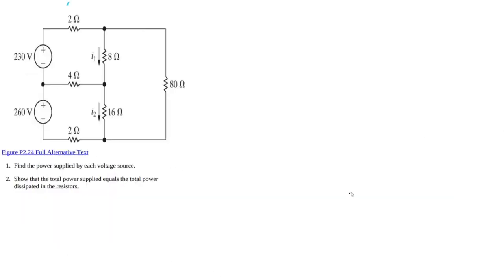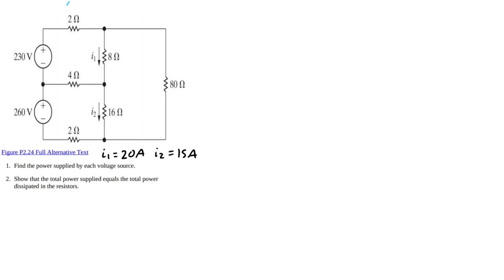Okay, so for 2.24, I accidentally cut off a little bit of the problem, but if you have the textbook, you'll be able to see it. I1 is given as 20 amps, and I2 is given as 15 amps. And our task is to find the power supplied by each voltage source, and then we're going to find out if the power supplied equals the power dissipated. So let's go ahead and let's just draw these currents.